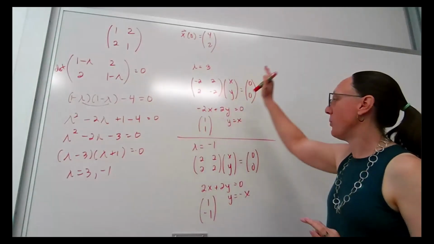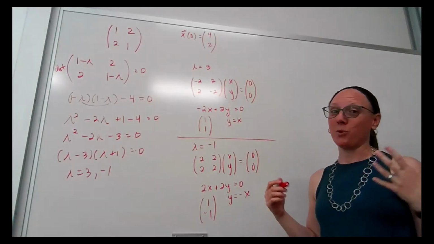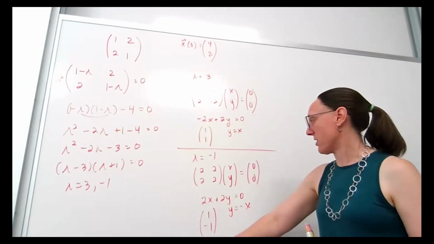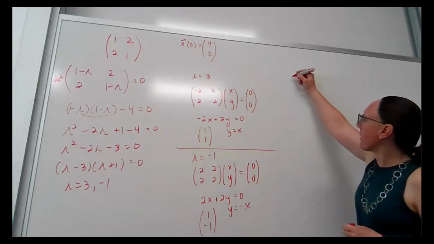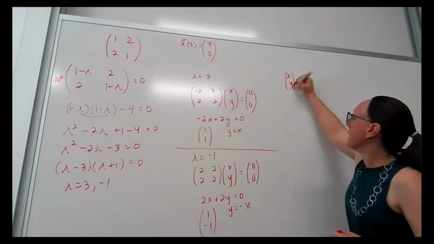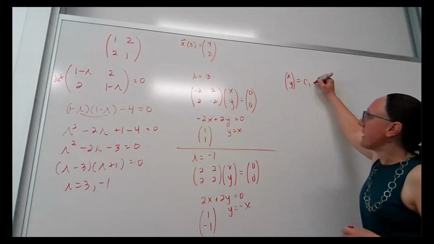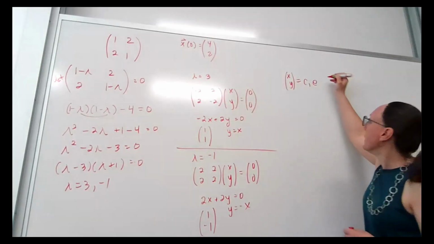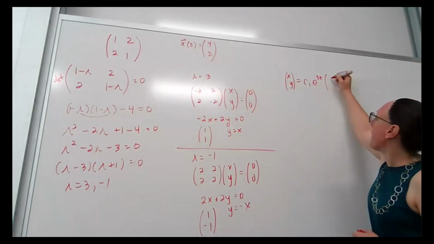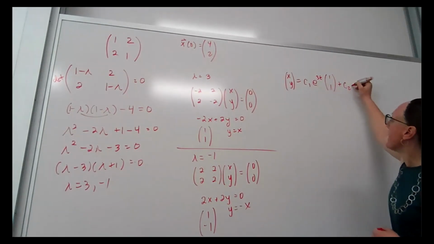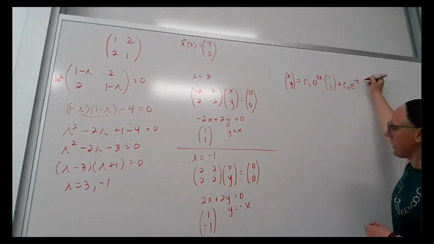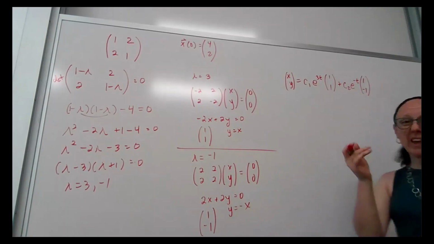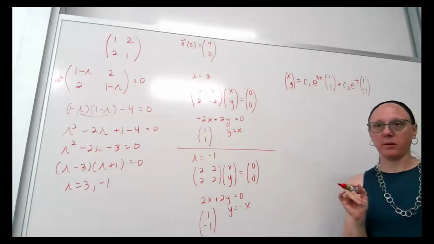We found our eigenvalues and our eigenvectors, so we can write our general solution and figure out what our particular solution is. So in terms of my general solution, I'm going to have c1 e to the, I'll take the positive 3 first, so c1 e to the 3t times (1, 1), plus c2 e to the negative t times (1, negative 1). Are those okay as eigenvectors, or did you want me to pick something else?